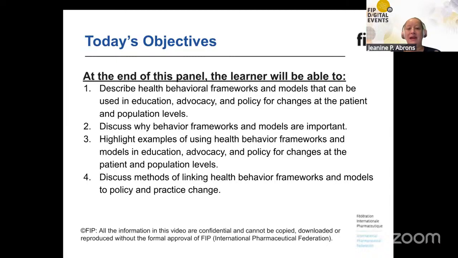We're hoping that by the end of our session today, you will be able to better describe health behavior frameworks and models that can be used specifically in education, in advocacy, and policy for changes at a patient or a population level. We want you to know why these theories, behaviors, frameworks, and models are important. We're hoping we can highlight some examples of how you can use health behavior frameworks and models in education, advocacy, and policy to make the changes that you hope to see in our profession. Finally, we'll discuss methods of linking some of the frameworks and impacting policy and practice change.